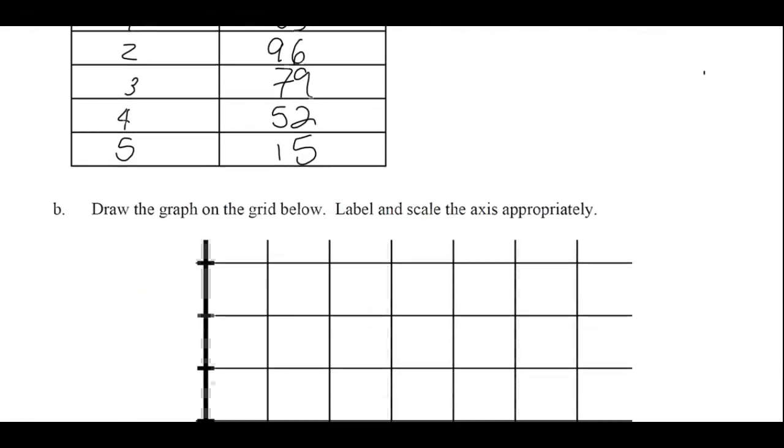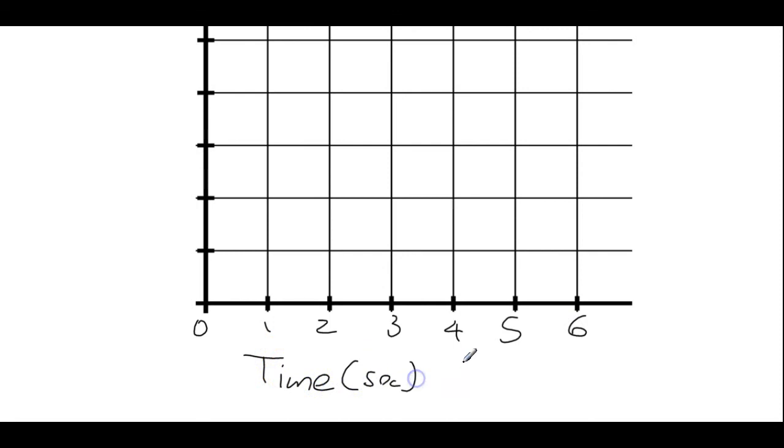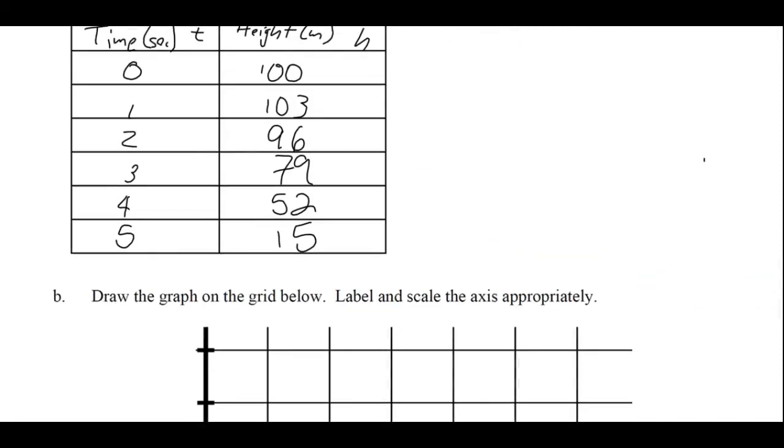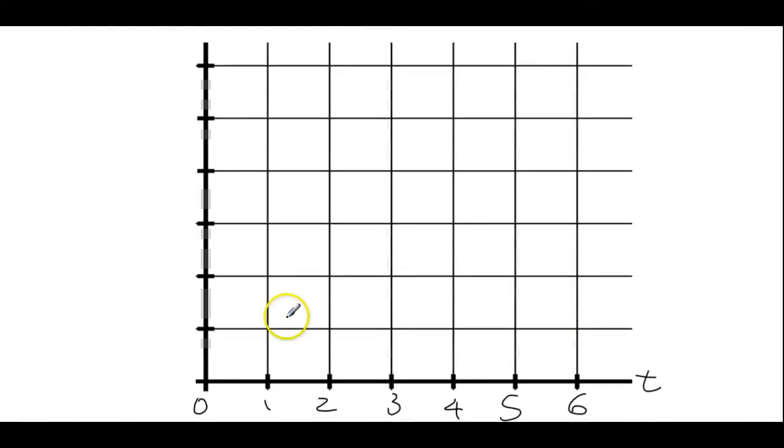Draw the graph on the grid below, label and scale the axis appropriately. Okay, so we need time in seconds from 0 to 5, so 0, 1, 2, 3, 4, 5. Let's make that 6. Call that time in seconds. And this will be our t-axis for time. And we need to go as high as a little bit higher than 103. So what have we got to work with? 1, 2, 3, 4, 5, 6.